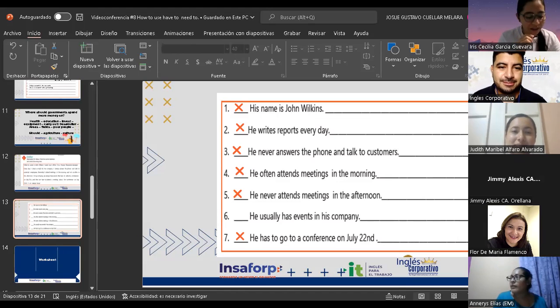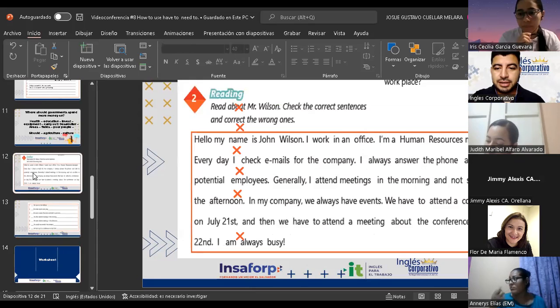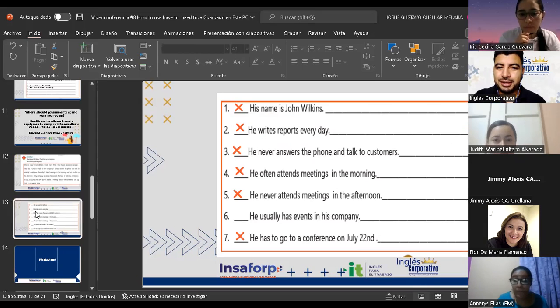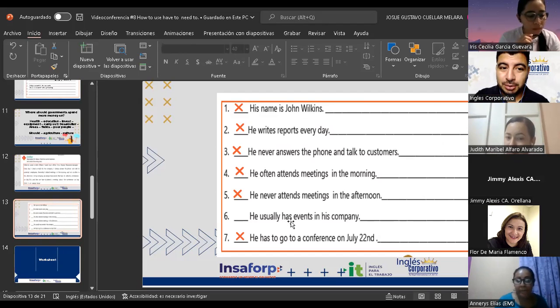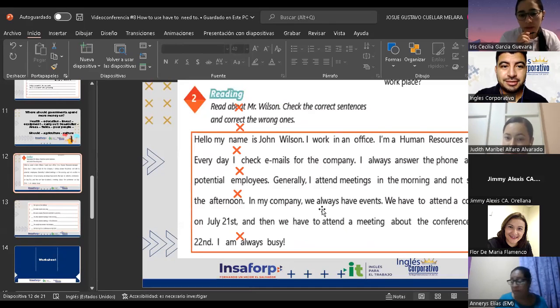Clear. Okay. Number six. He usually has events in the company. Here there is a small word; it says always. That is a small detail. Because usually he has them once a week, or once a month, but always means very frequent.